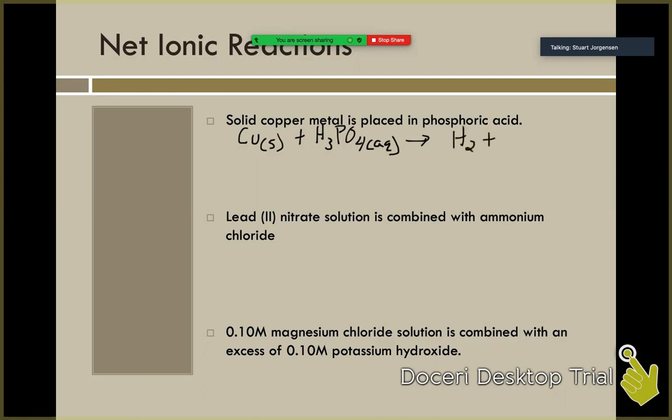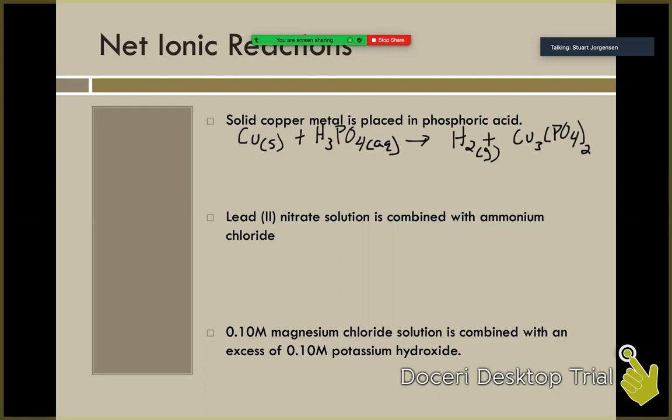And we're going to be left over with some copper phosphate. I would have to tell you, this is going to form our copper 2+ ion. So it's going to be Cu3(PO4)2. Now we have a question. H2 at room temperature, that's going to be a gas. We know that that comes off as a gaseous molecule. It's one of our gas-forming reactions.